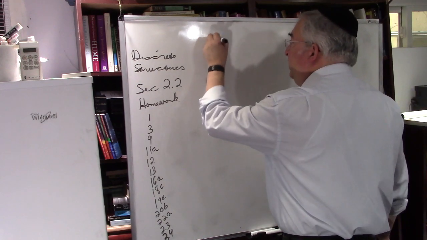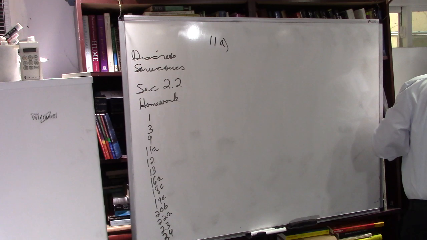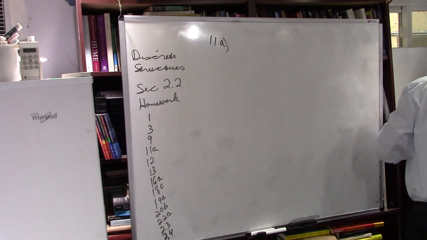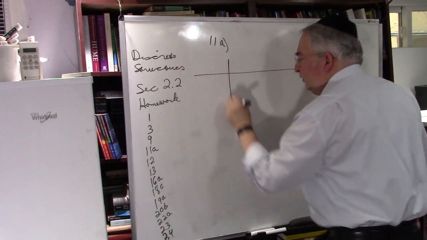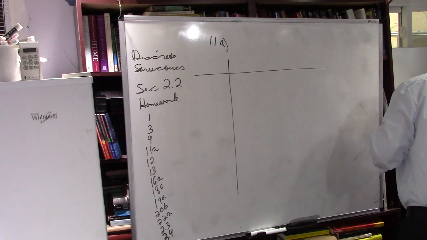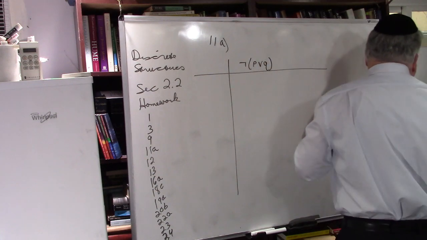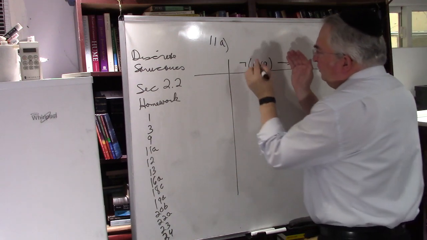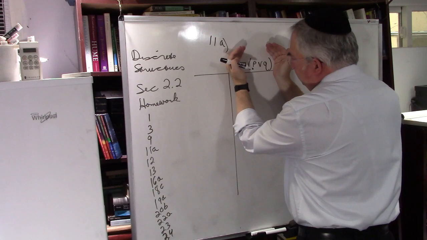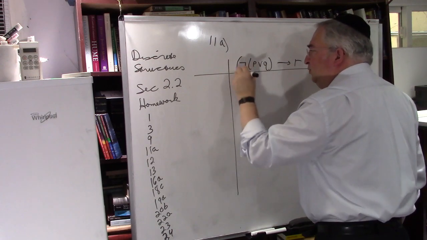Okay, number 11A. Let's see what 11A is. 11A, construct the truth tables for, okay, not P or Q arrow R. Anyways, they want you to be careful about parentheses, but we're careful about parentheses. So let's do it. Their point is that they want you to see that this not goes on this and not on this. So we're going to first figure out this. The truth is they should really write this like this.